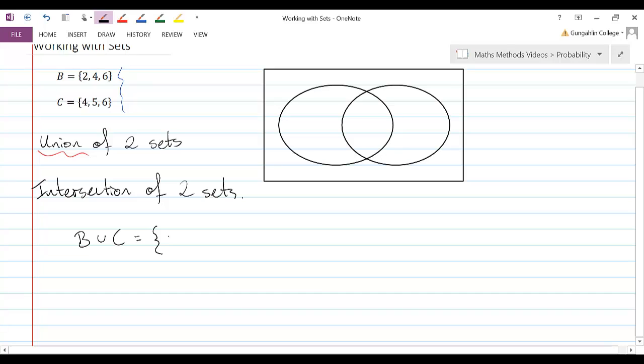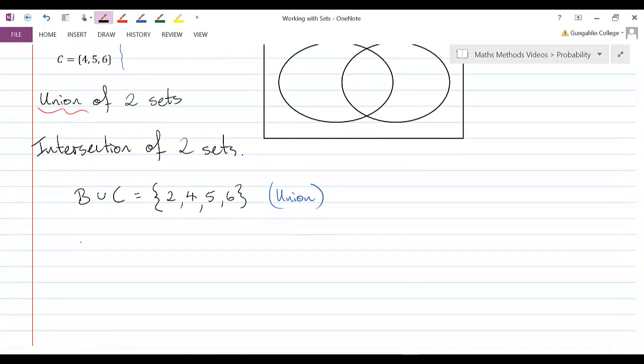So 2 is in B, 4 is in both of the sets, 5 is in C, so it's also in the union, and 6 is in both the sets. Notice that we don't list elements twice just because they appear in both sets. We only list them once. So we say the union of these two sets would be the set 2, 4, 5, 6. I'll just write that down. That is the union, not the intersection.